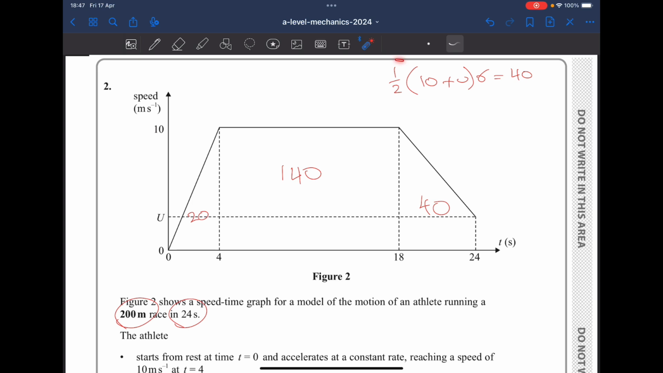Rearranging some bits, this is going to be a half times 6 is 3, so 40 over 3, take away 10. 10 is 30 over 3, 40 over 3 take away 30 over 3 is 10 over 3. So U should be 10 over 3, or 3 and a third, which is a bit slower. So it's a third of the speed of the ball going up.